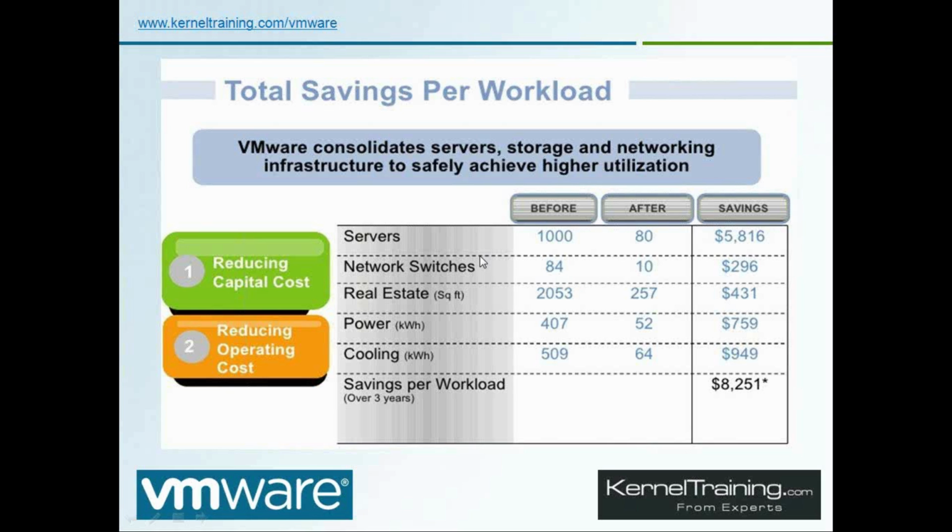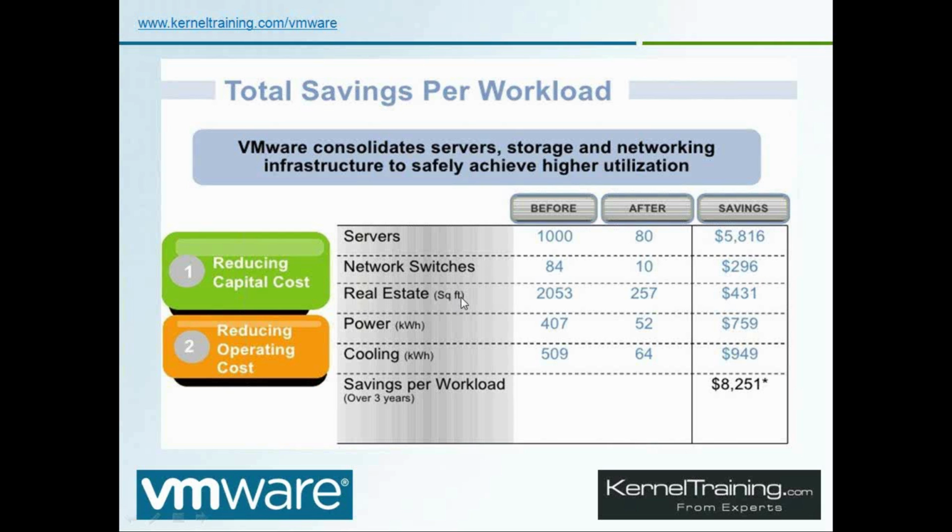Now, if you want to connect the 1,000 physical servers, we require switches also. A switch is nothing but a networking device. We connect the switch to connect multiple systems in the network. So we require 84 switches. If you move to virtualization, the networking switch count is reduced and the server count is also reduced. Here we can save $296.